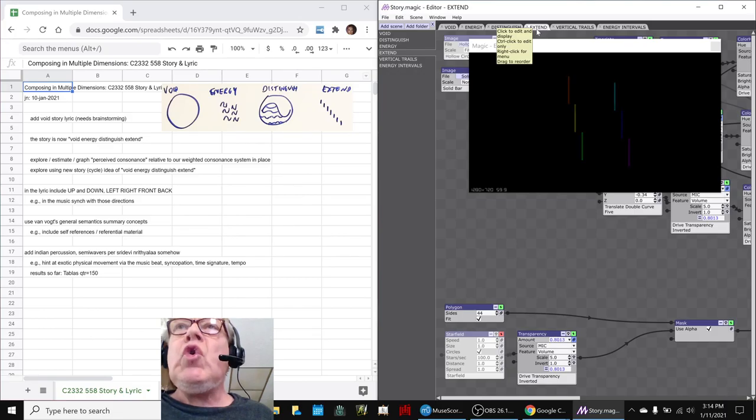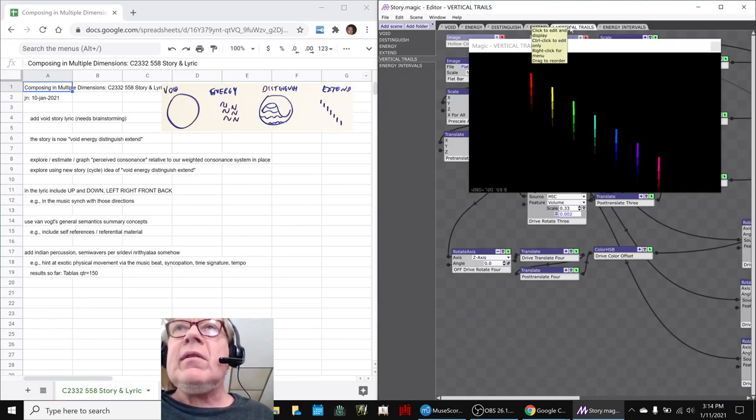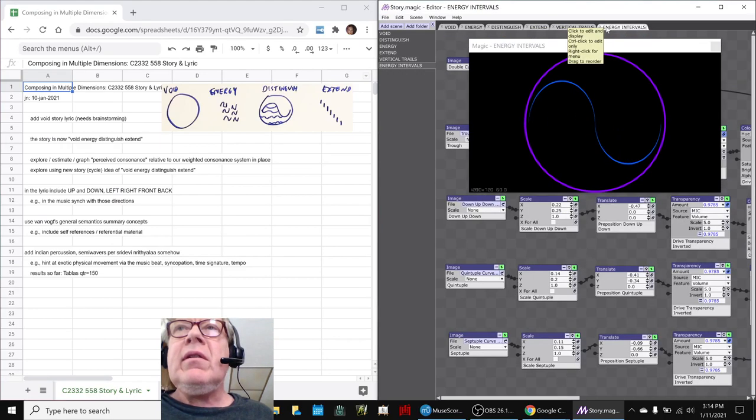But now we have a new pattern for extend that looks like this. And we have a new pattern for distinguish that looks like this. So all well and good.